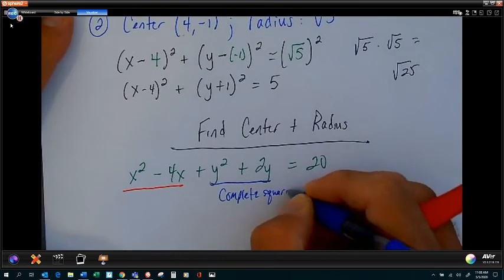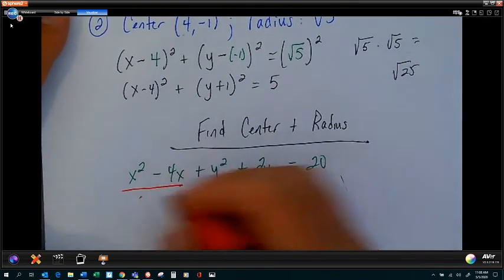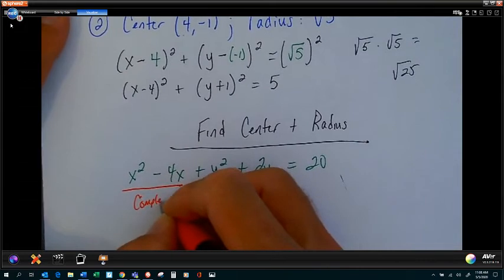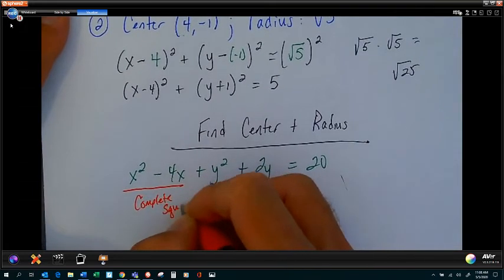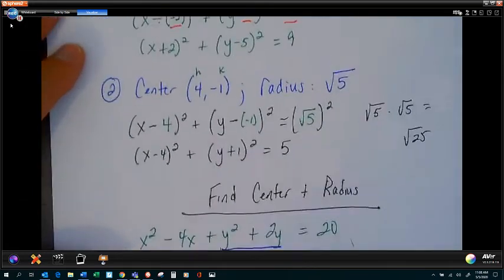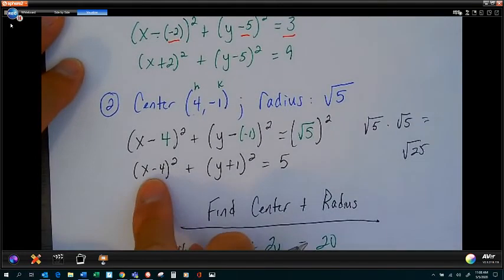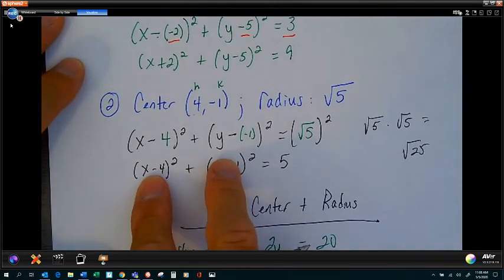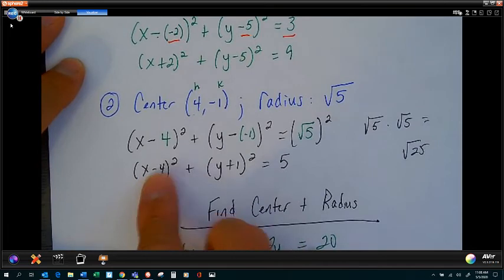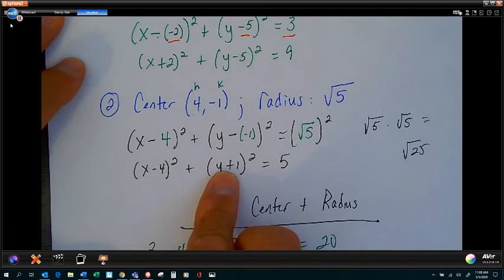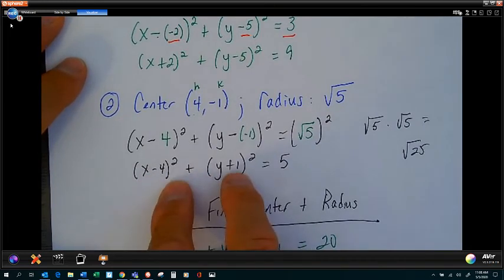And we need to complete the square because we have to get squares of these so we can factor them to become perfect squares like these up here. This is a perfect square. Okay, x minus 4 times x minus 4. Y plus 1 times y plus 1. If you remember from Algebra 1, we had to factor these.